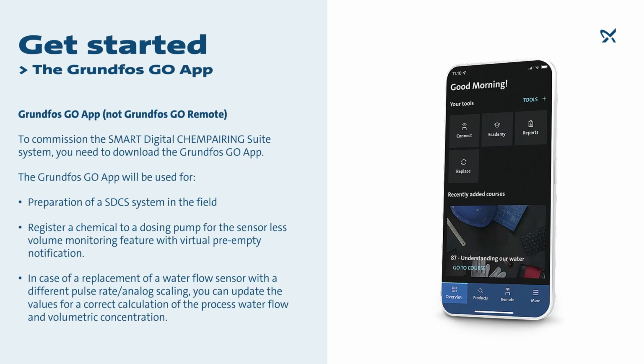The Grundfos GO App is utilized for interaction with the Smart Digital Comparing system in the field. Upon scanning the QR code located on the lid of the gateway, a specific menu appears, offering the following functions. The initial setup process of a new SDCS system, including sending the activation email to the administrator. Registering a chemical for the sensorless volume monitoring feature with alarm notification at a freely definable remaining volume in the chemical container. Updating the water meter or flow turbine pulse rate in case of replacing a water meter, ensuring accurate calculation of the process liquid volume and actual volumetric concentration.